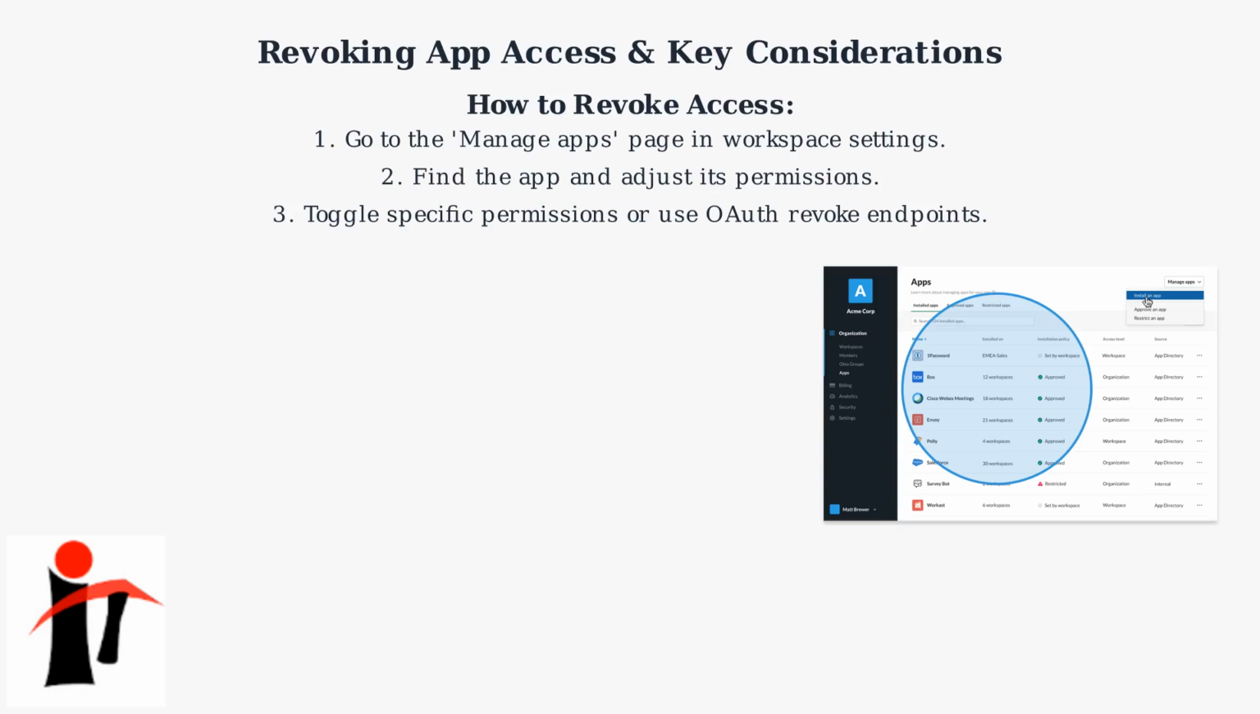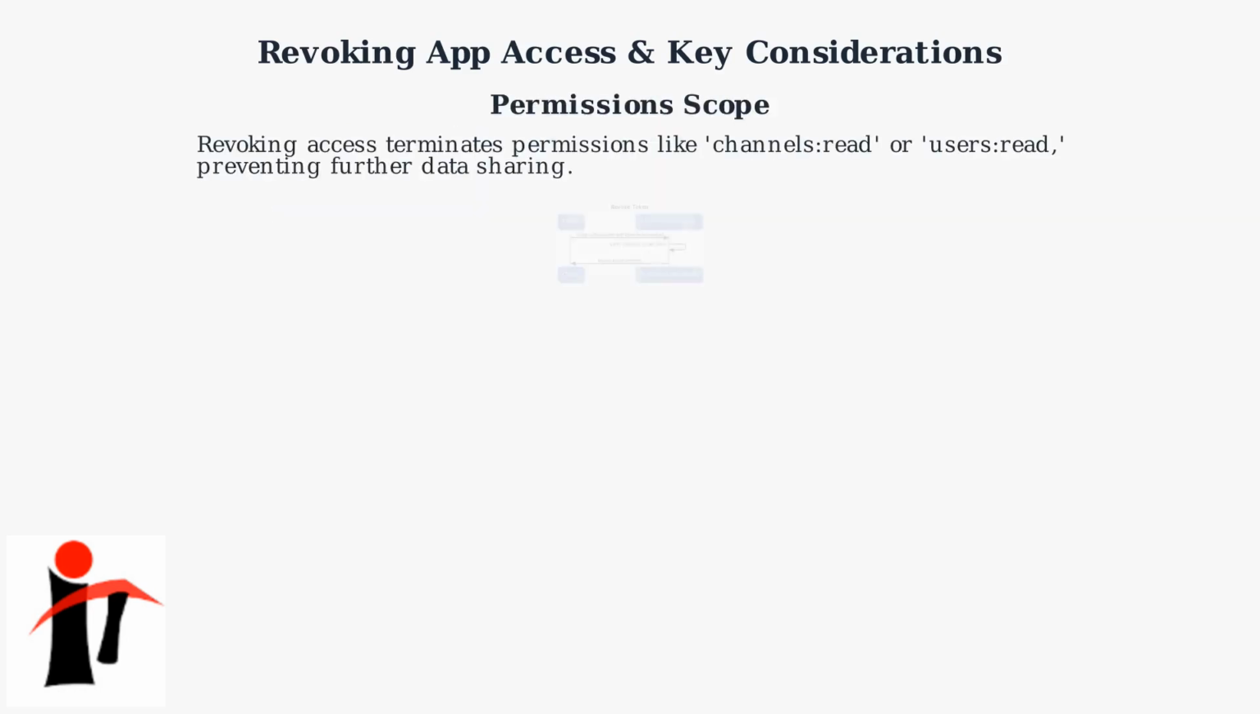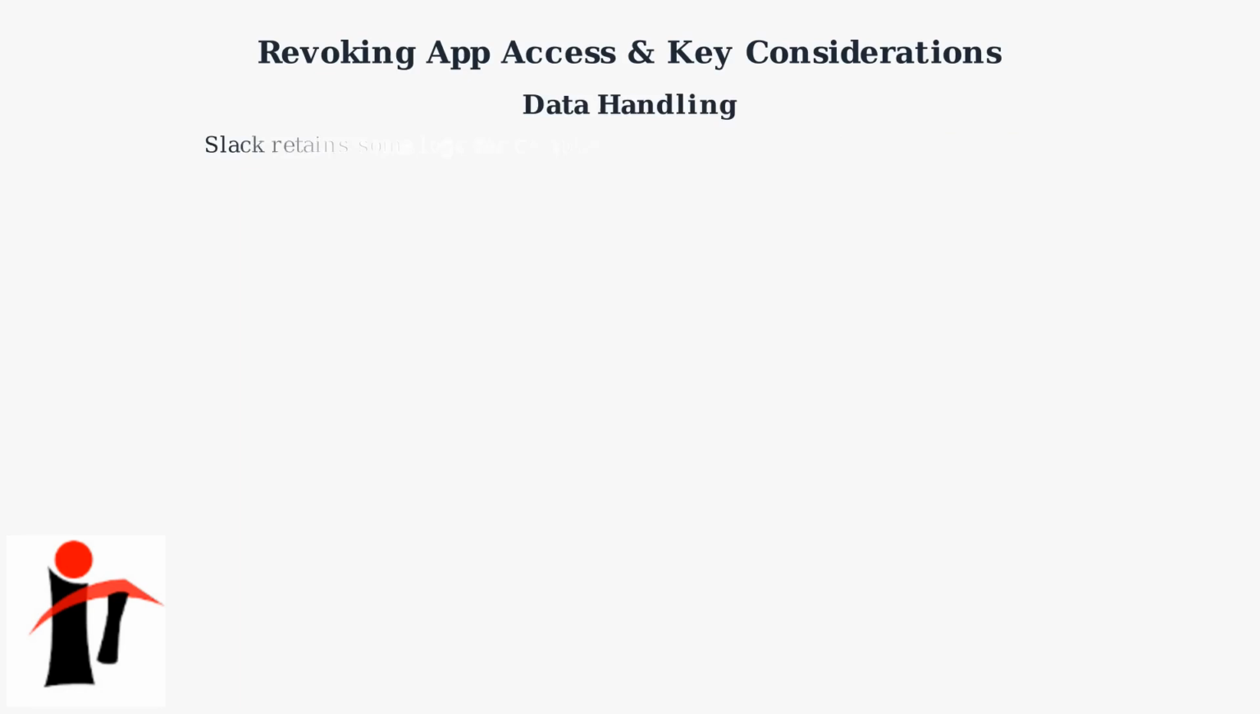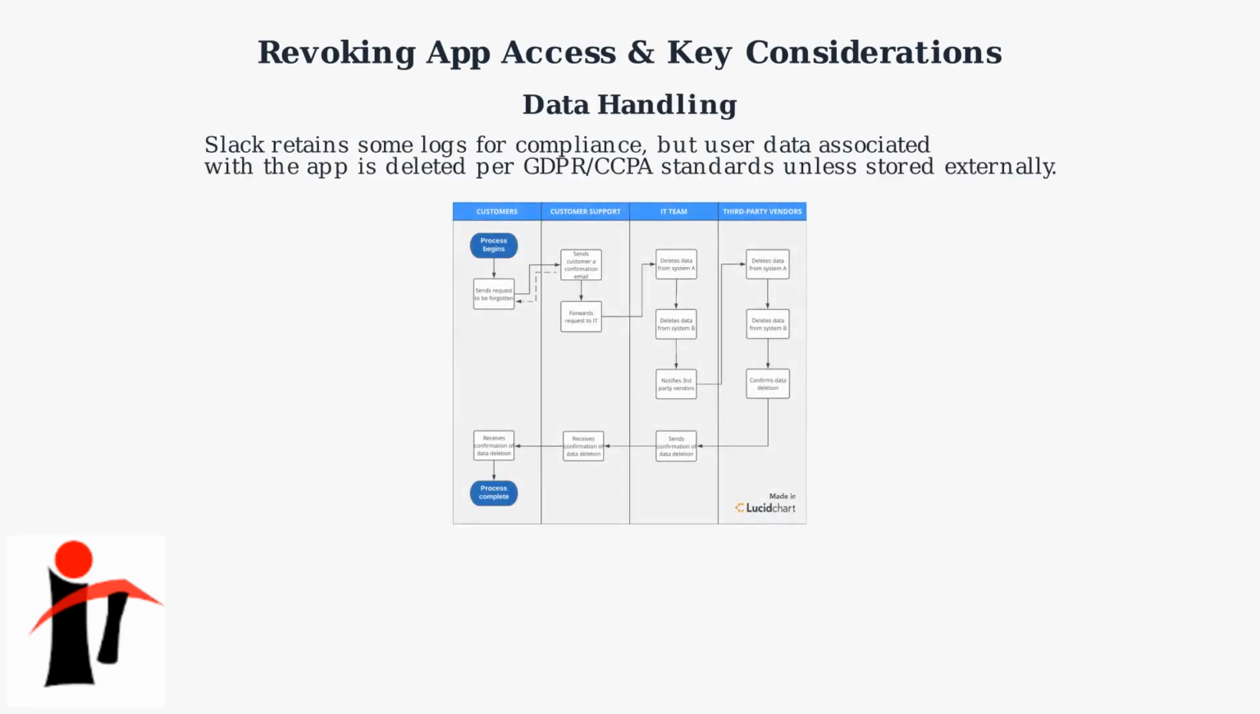You can toggle individual permissions or use OAuth revoke endpoints in the app settings to terminate its API access. Keep in mind the permission scope. Revoking access will terminate specific permissions, such as channels read or users read, which prevents the app from accessing or sharing that data further.